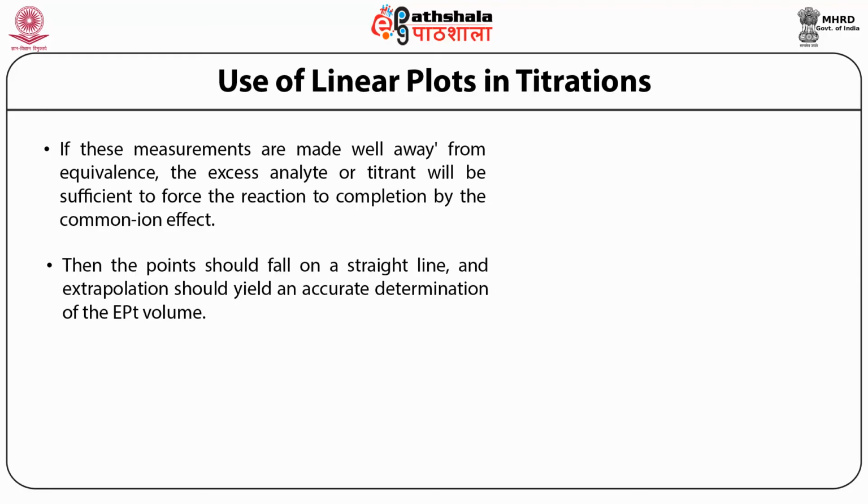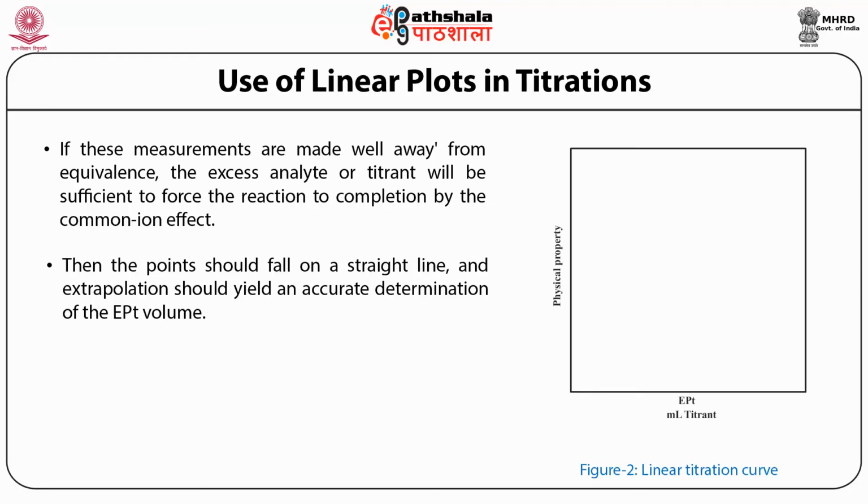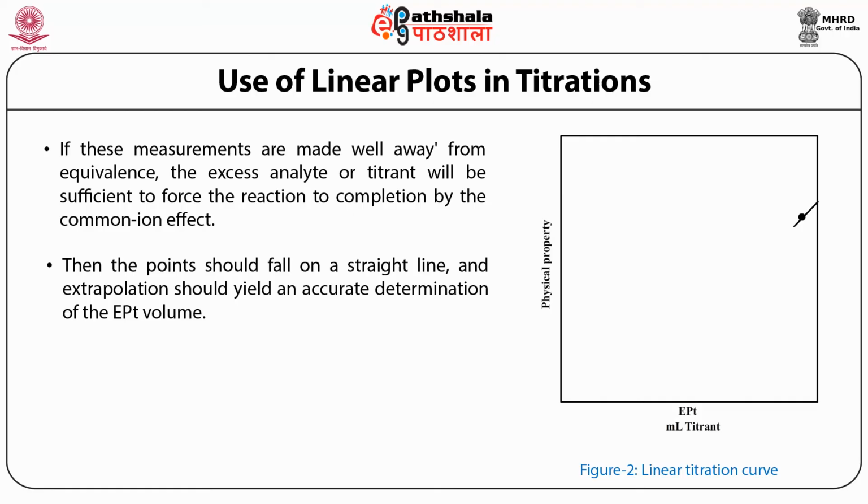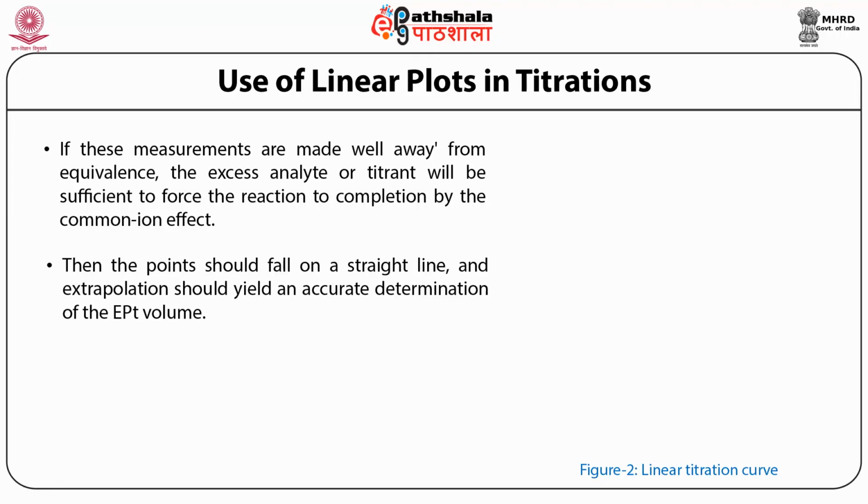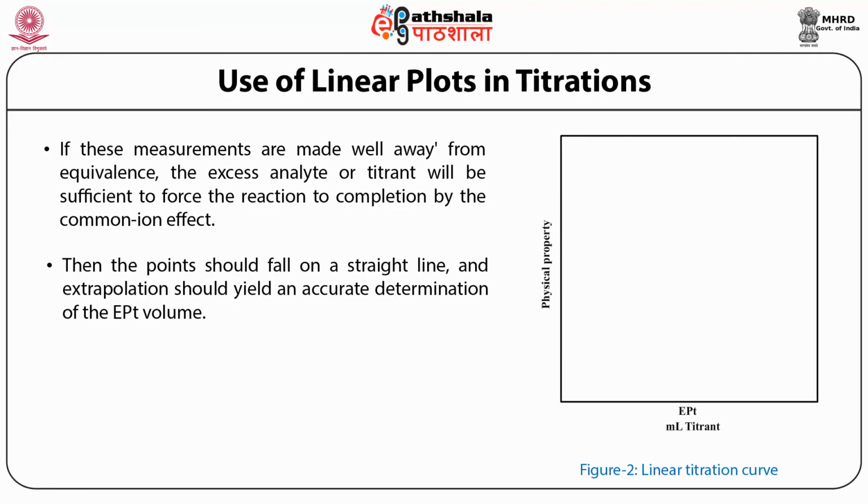Here is a figure of a linear titration curve of a strong acid or strong base. As we add the titrant, the concentration of the analyte decreases, and then as the excess titrant is added, the activity of the ion increases again. And at the equivalence point, when we extrapolate the points, we will get the exact equivalence point of the reaction.